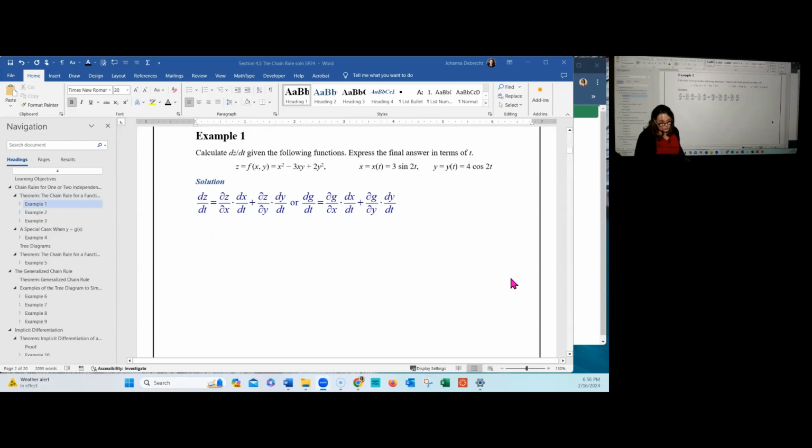In this case, we're given that z is equal to the function f depending on two independent variables, x and y. Its expression is x squared minus 3xy plus 2y squared. X, however, depends on the value of t. So x, as a function of t, is 3 sine of 2t. Y is also a function of t, and it is 4 cosine of 2t.